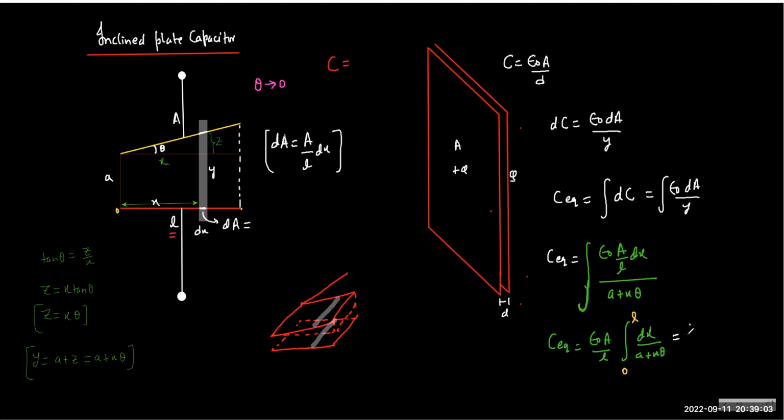Anyway, so this will become epsilon naught a by L, and the dx upon a plus x theta will be how much? Tell me. Okay, you don't know the integration. It is log of a plus x theta, divided by theta, and after putting the limits, from 0 to L.